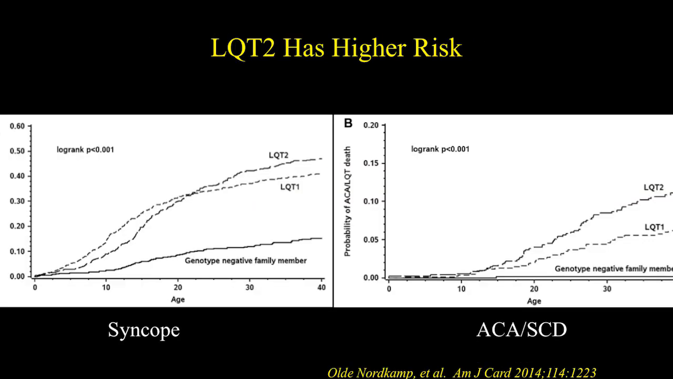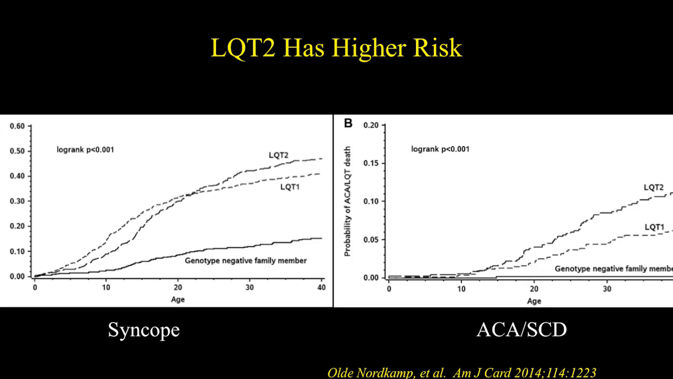Now, looking at long QT1 and long QT2, long QT2 has a little worse prognosis, not terrible, but the risk of syncope is a little higher. And one thing that's important is this is the risk of syncope in someone who is genetically negative. So this is the cousin who has his normal genome, but you see 10, 12% of them still have syncope. It's vasovagal syncope. It's all the stuff that their kids get.